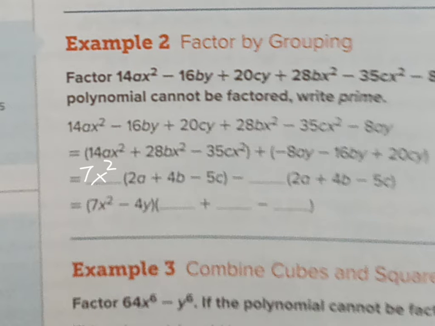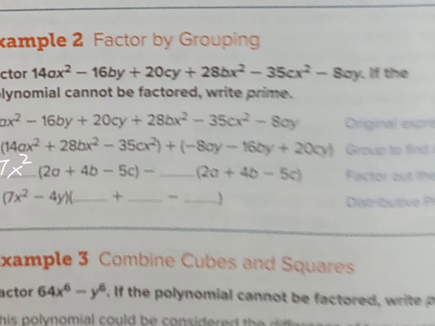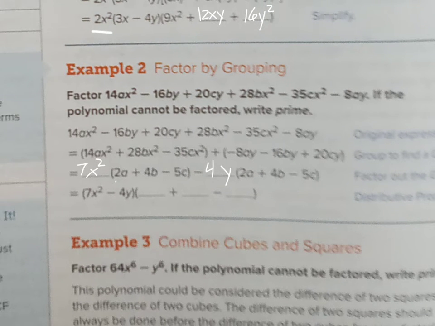They have taken out a negative, which is a good idea. But what comes out of 8, 16, and 20? So they take out a negative 4y. And notice that they have the same thing left over. So then the idea is that this step is now a greatest common factor problem. What we're taking out is the common factor of 2a plus 4b minus 5c. And what's left over? That's 7x squared and the minus 4y.